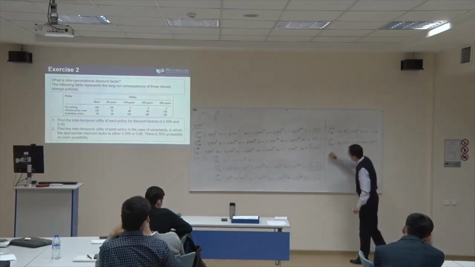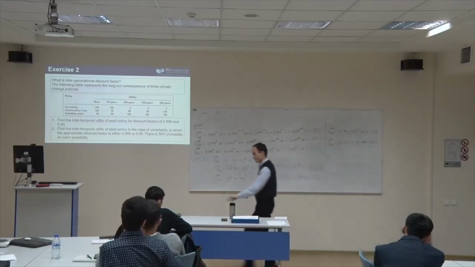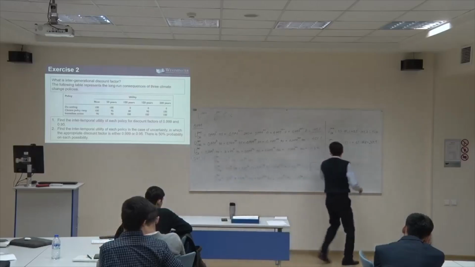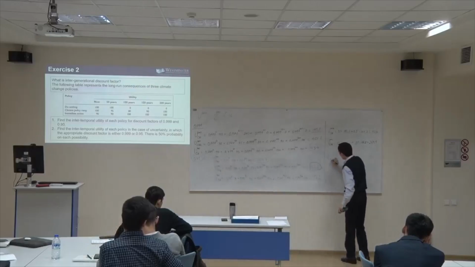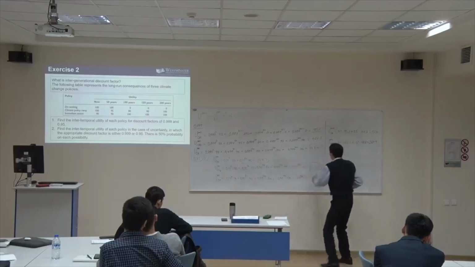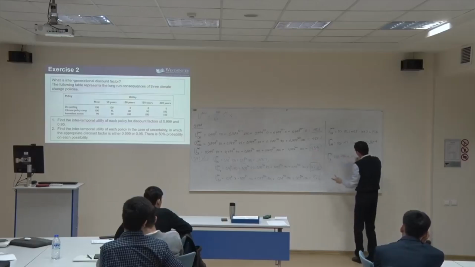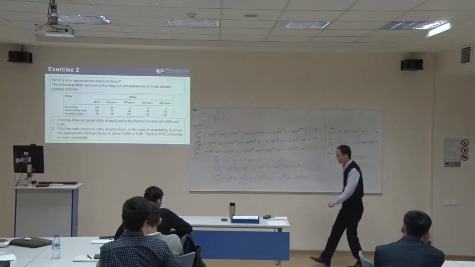264.9. And the last one, immediate action. Immediate action for 200 years of utility in the case of uncertainty: there is a 50% probability of 434, plus a 50% probability of 97.6. If you calculate this, it is equal to 265.8.